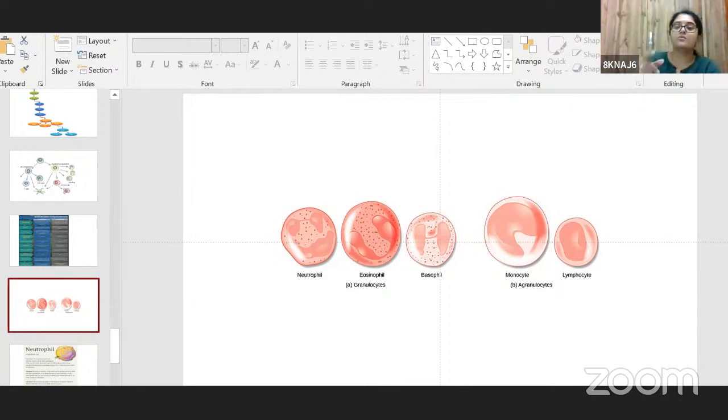So basophils 0 to 1. This is what you see: out of 100 cells, how many basophils are there? Only 0 to 1. Eosinophils maybe around 1 to 3 if present, that is normal. Whereas neutrophils should be around 50 to 70% of the circulating WBCs.